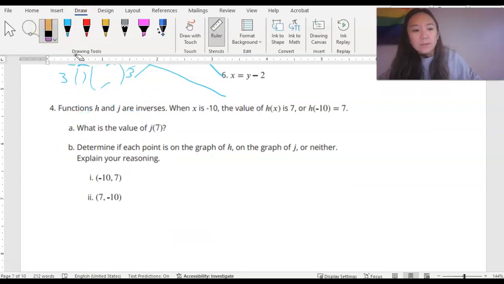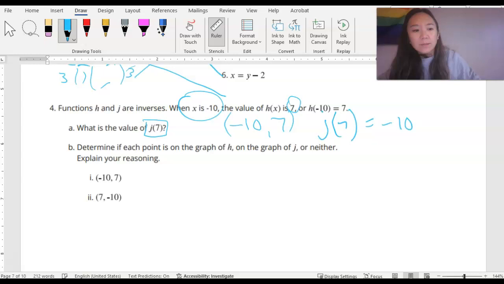All right, so functions h and j are inverses. When x is negative 10, the value of h of x is 7. So this would give us a point of negative 10 comma 7, and then it asks what is the value of j of 7. Because these are inverses, we know that j of 7 would equal negative 10, the opposite or inverse of what we see in the first function.